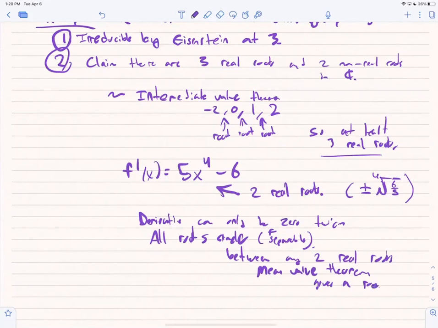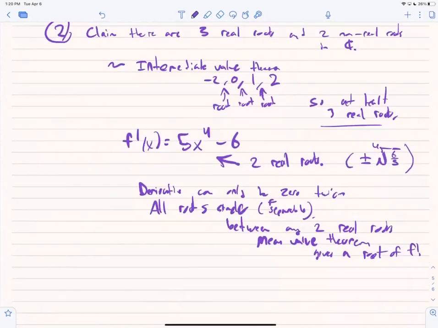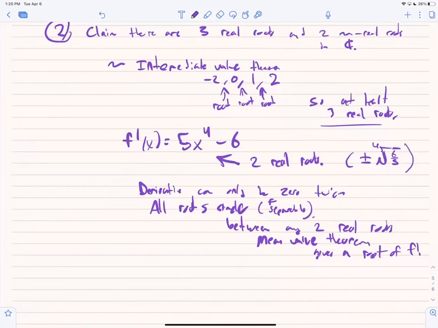a root of f prime. So between any real roots of f, there's a real root of f prime. But that means if you have 4 real roots of f, then you'd have 3 real roots of f prime, which contradicts that we only have 2. So that implies there are at most 3 real roots of f.